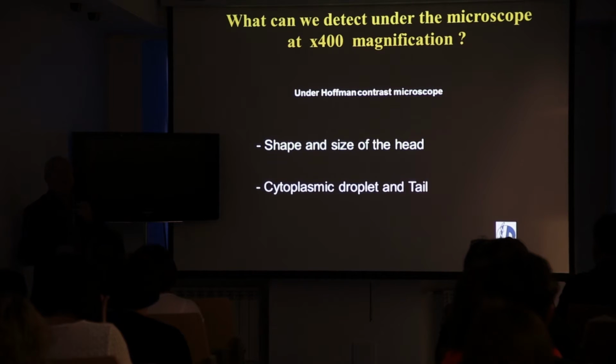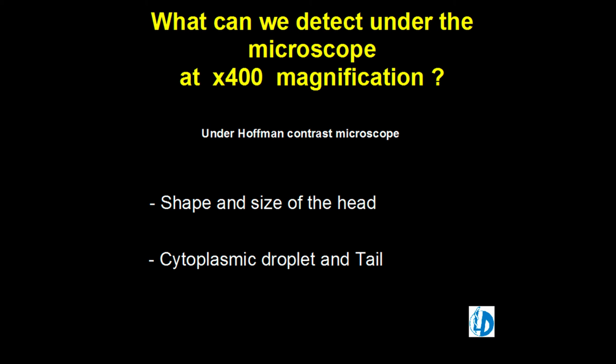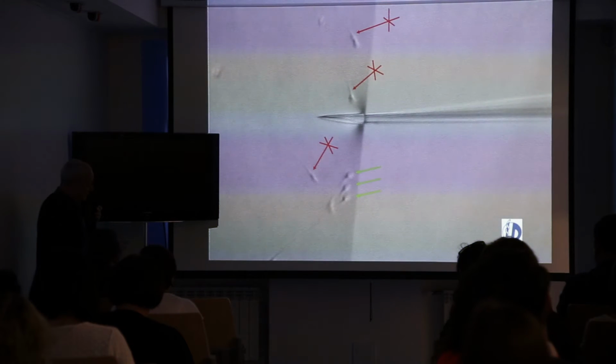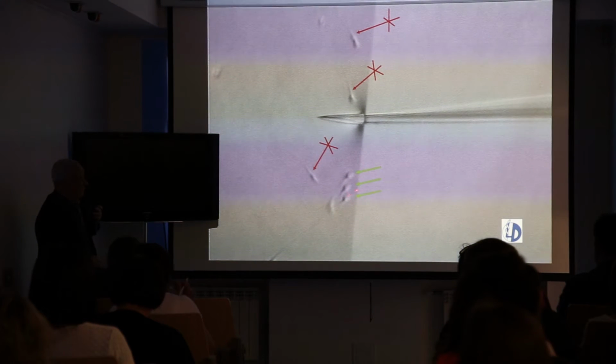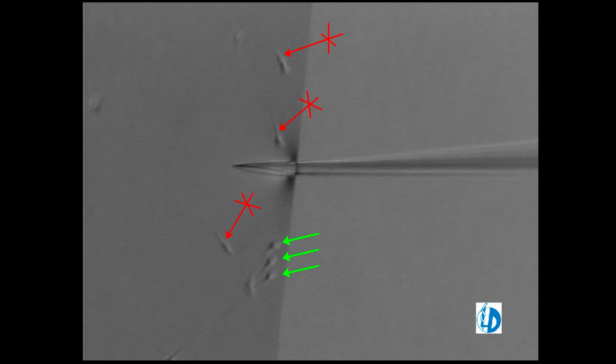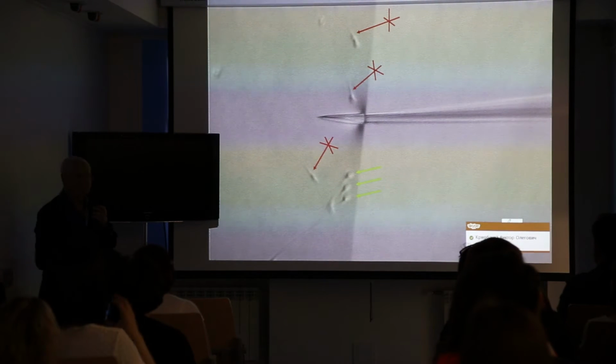And what we are doing every day, in a system under Hoffman, is looking at the shape and the size of the head, and at the cytoplasmic droplet and the tail. This is an axis system. And you can see, for example, here you have 3 sperm. This one looks nice, you have to keep it. And this one is a little elongated. There is a cytoplasmic droplet and another elongated one. That you don't take. It's easy to find them and to select.